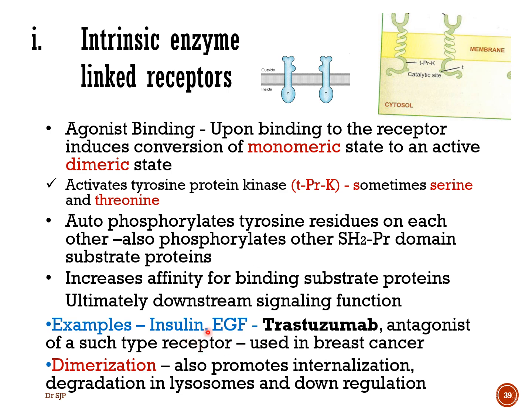Examples, we have already studied this. Insulin, for example, and epidermal growth factor. Then we have this drug trastuzumab, which is an antagonist of such type of receptor, which is very commonly used to treat breast cancer. Then dimerization also promotes internalization and degradation in lysosomes and downregulation.